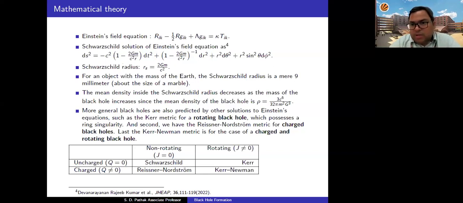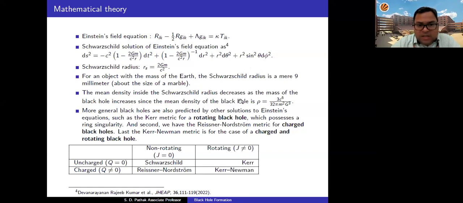So you can see, if our Earth's mass is not changed, and somehow the Earth is squeezed into a smaller and smaller object, it becomes 9 millimeters in size. Then that size is called the black hole. Although it is theoretically not possible, just imagine this. The 9 millimeters, about the size of a marble, is called the event horizon.